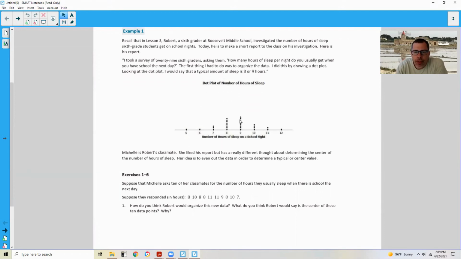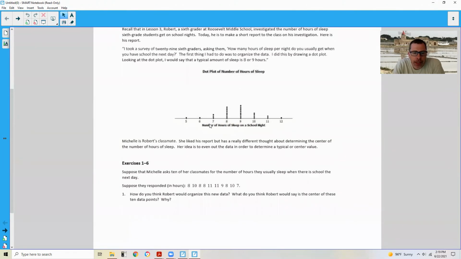So here's a dot plot, number of hours of sleep. The minimum was 5, maximum was 12, and the mode was 9, and 8 was pretty close to the mode, only 1 off. Okay, so Michelle is Robert's classmate. She likes his report, but has a really different thought about determining the center of the number of hours of sleep. Her idea is to even out the data in order to determine a typical center value.